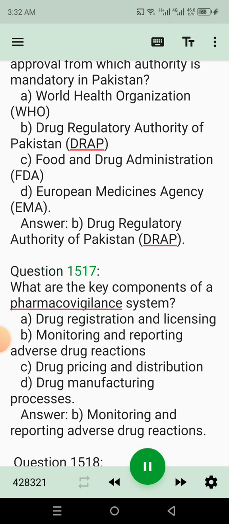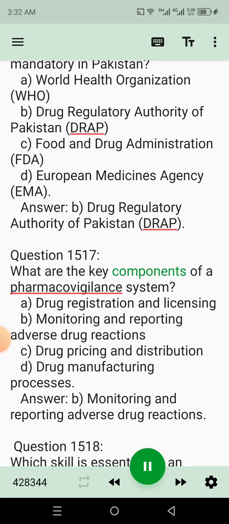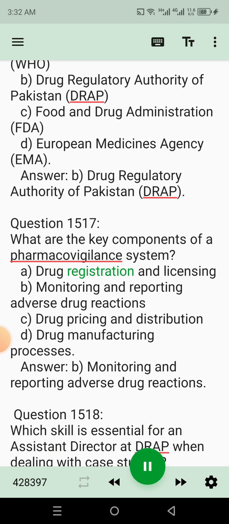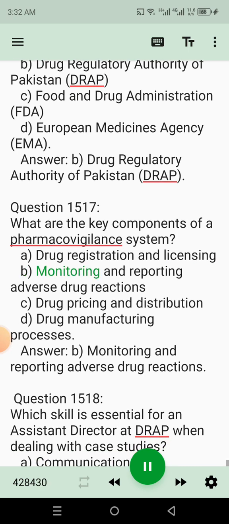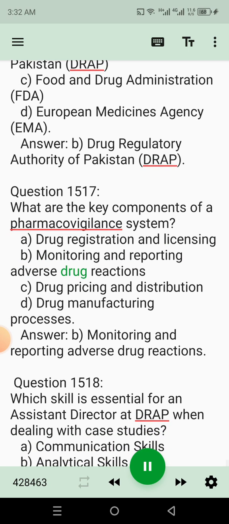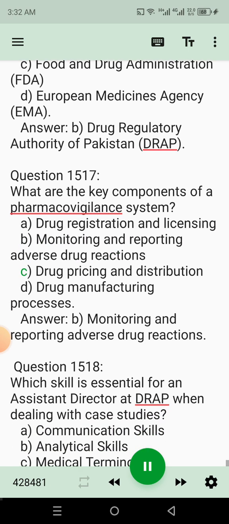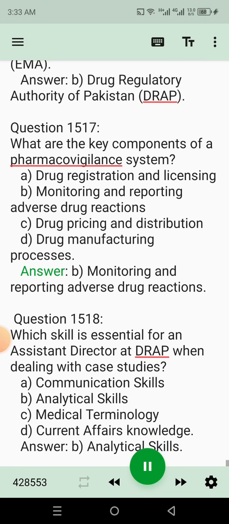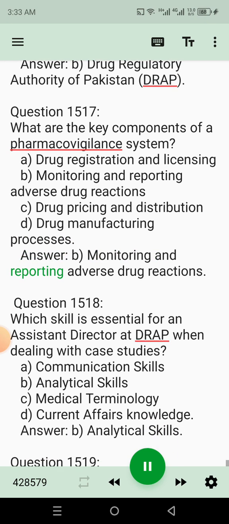Question 1517. What are the key components of a pharmacovigilance system? A. Drug registration and licensing. B. Monitoring and reporting adverse drug reactions. C. Drug pricing and distribution. D. Drug manufacturing processes. Answer. B. Monitoring and reporting adverse drug reactions.